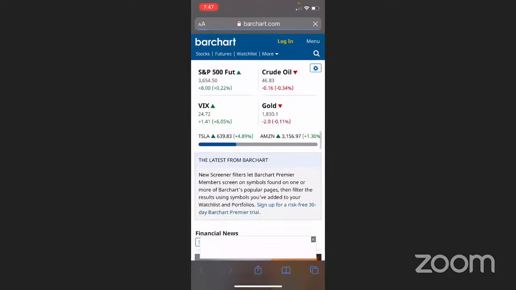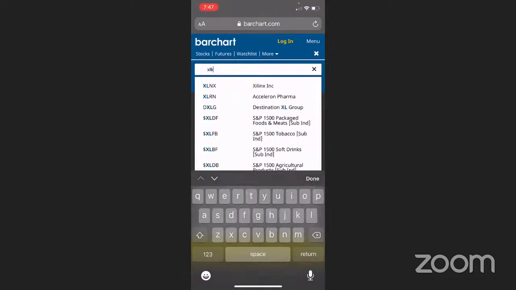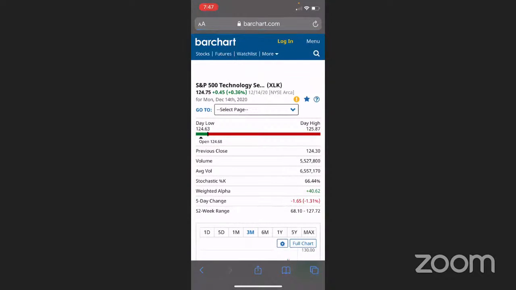So we're going to go to barchart.com. We are going to type in the stock or the ETF that we're searching for. For simplicity's sake, we're going to type in XLK. The current price as of the last market close was 124.75. So we're going to round that up to 125 for simplicity's sake. If it was 124.4, we would round it down to 124. Since it's 124.75, we're going to round it up to 125.